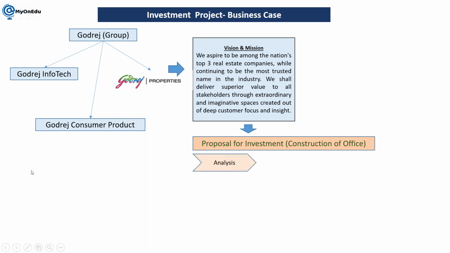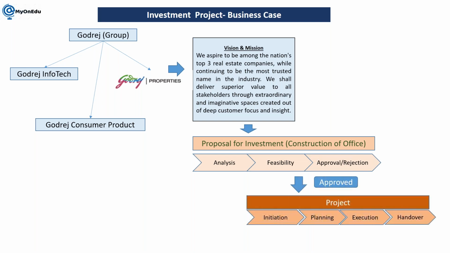So to construct this office, they will analyze it. They will check the feasibility. So in analysis, they will decide whether we should go for it or not, or whether they should go for any rental building, and then they will operate all the main activities from there. And after that, they will check the feasibility, and then they will go for approval or rejection. And once it is done, if it is approved, then they will go for the project execution.